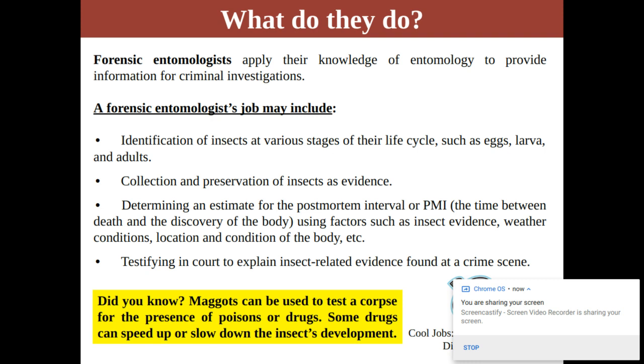They determine an estimate for the post-mortem interval, or PMI, which means the time between the death and discovery of the body. So basically, how long a dead body has been there. They use factors such as the insects that are there, the weather conditions, the location, and the condition of the body. And then they testify in court to explain insect-related evidence because they are experts on insects. So they talk in court.